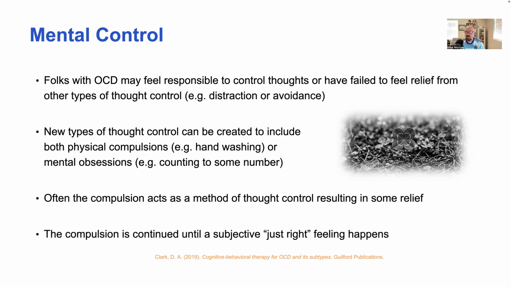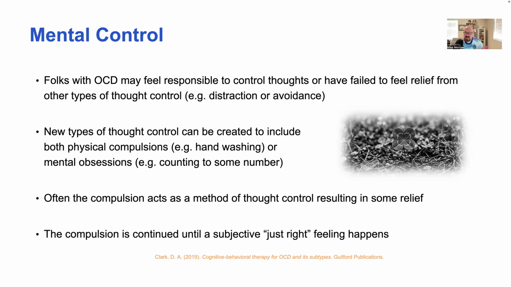Another could be I've also failed to feel relief from other types of thought control. So perhaps I'm worried that I'm going to get somebody else sick or I'm going to get sick. And maybe for the general population, when we have an intrusive thought, there might be something like a distraction or avoidance to not worry about it. So we don't engage in rumination, or we engage in a little bit of rumination and we go, okay, what can I do to distract myself? What can I do to not engage in this but avoid a little bit? So maybe some folks choose to drink. Maybe some folks choose to play video games. Maybe some folks choose to go exercise, go for a walk, do something like that.